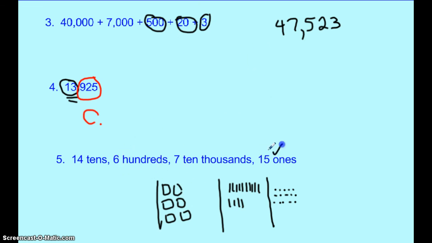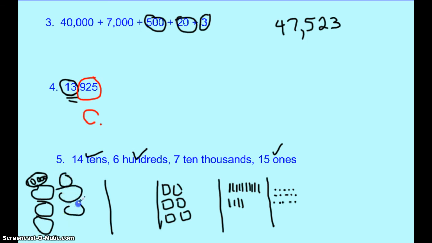So we've got our 15 ones, we've got our 14 tens, we have our 600s. Now it skips to 7 10,000s. We know the next place is thousands, so we don't have any thousands, but we have 7 10,000s. So if we did this over here, we can put some circles with the number 10,000 to show how many we have. We have 7 of these, so I'm just going to put these circles 4, 5, 6, and 7. So we have 7 10,000s here.